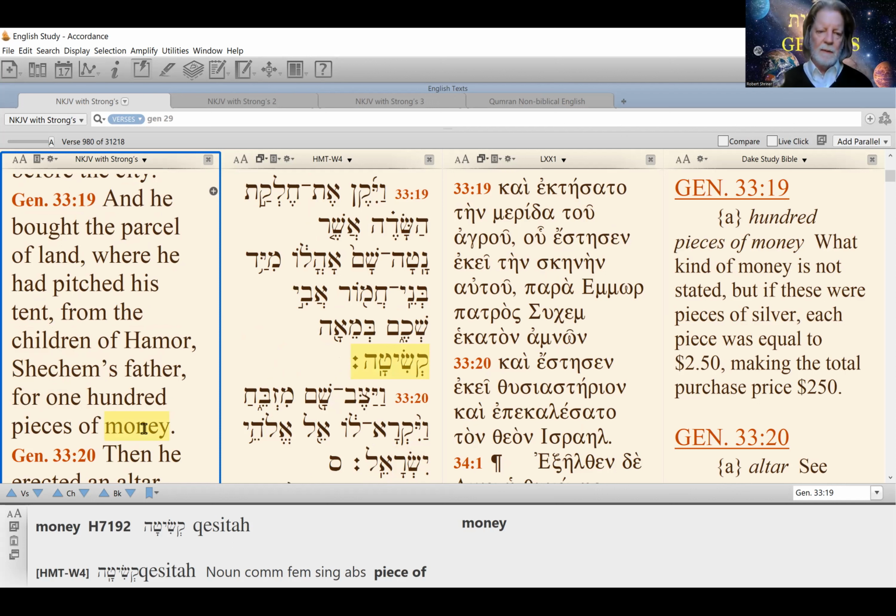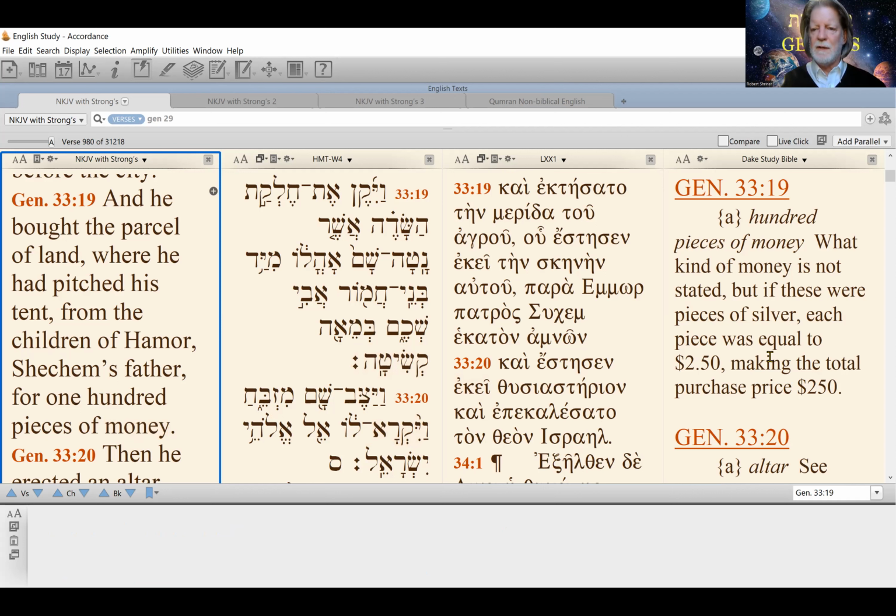Kesita. I don't know what that word means. Evidently, it's a Hebrew word for some kind of money. It's not silver, kesef. It's not gold, zahav. So kesita is some kind of money.